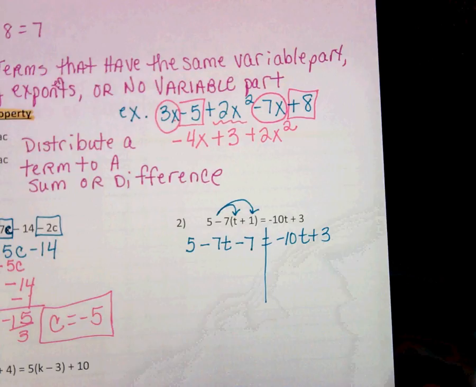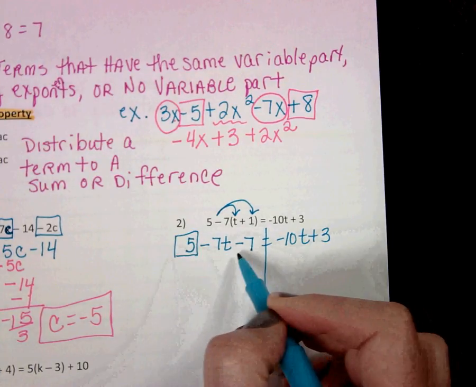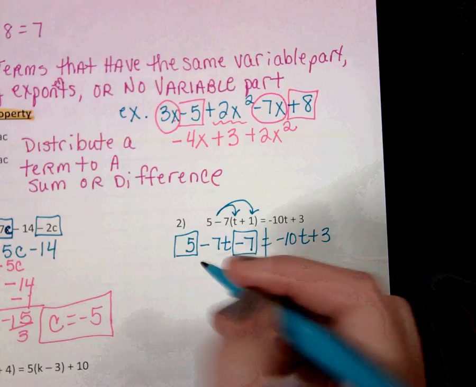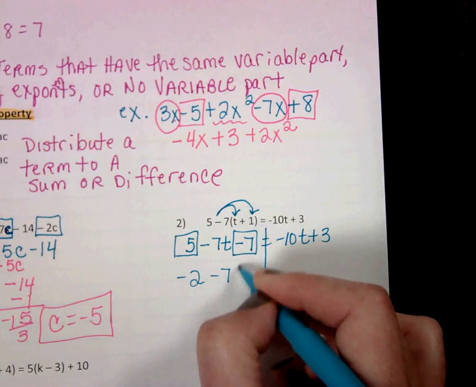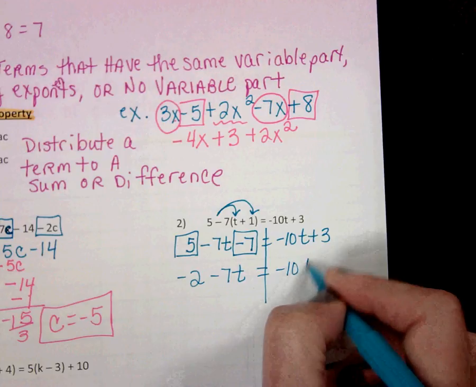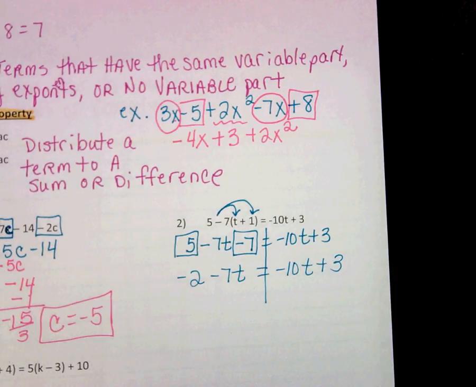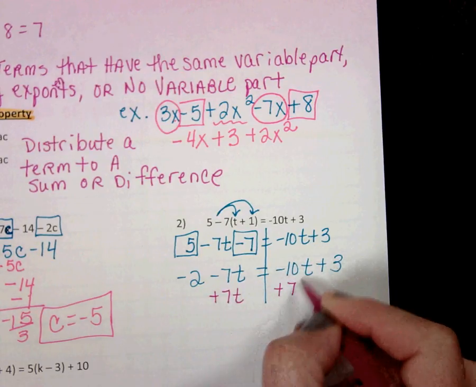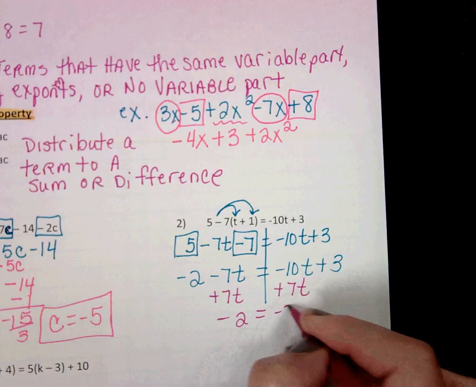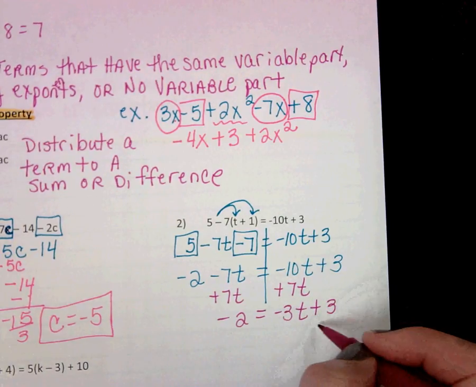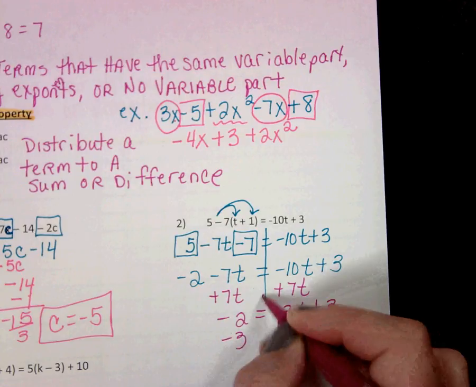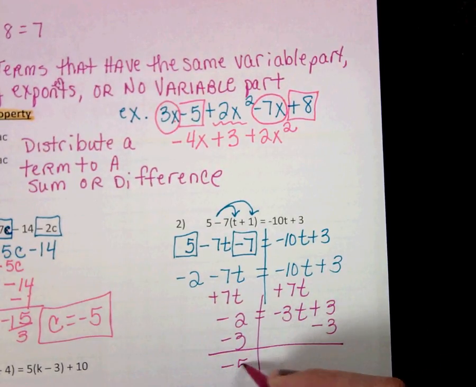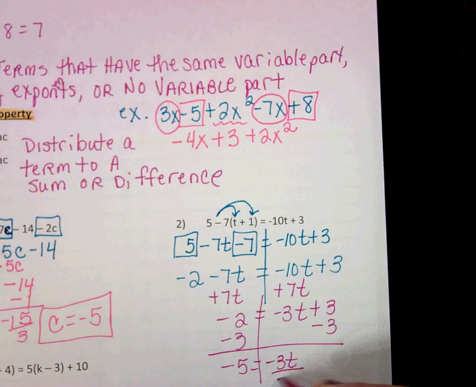Now we need to look for like terms. So I want you to see we've got 5 and negative 7. So that makes negative 2 minus 7t. And now we're ready to move our variables to the same side. You don't always have to do your steps in this order, but this is just the way that I found is best. I'm going to choose to move the 7t by adding it. Okay, and then we're going to subtract 3, trying to get the variable by itself. And we're going to divide by negative 3.